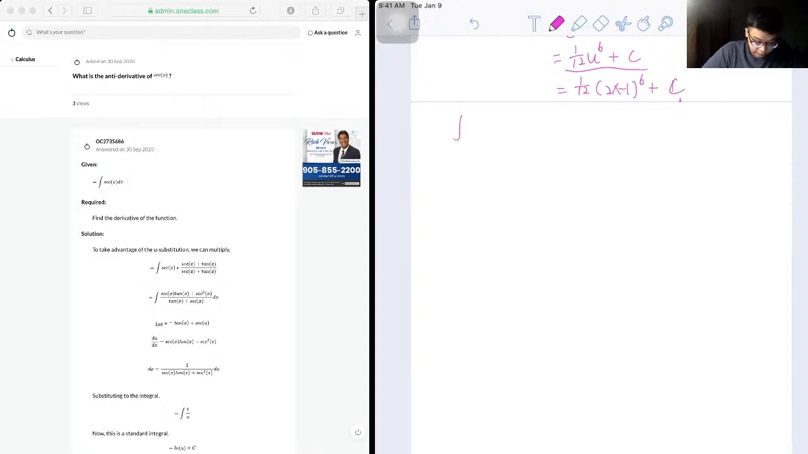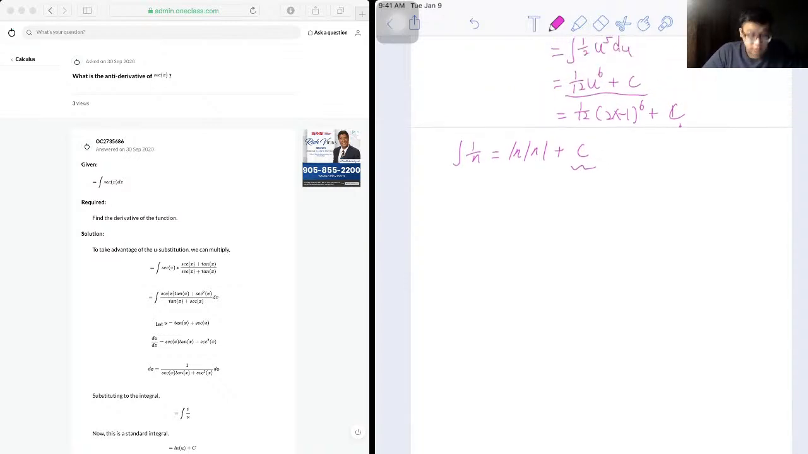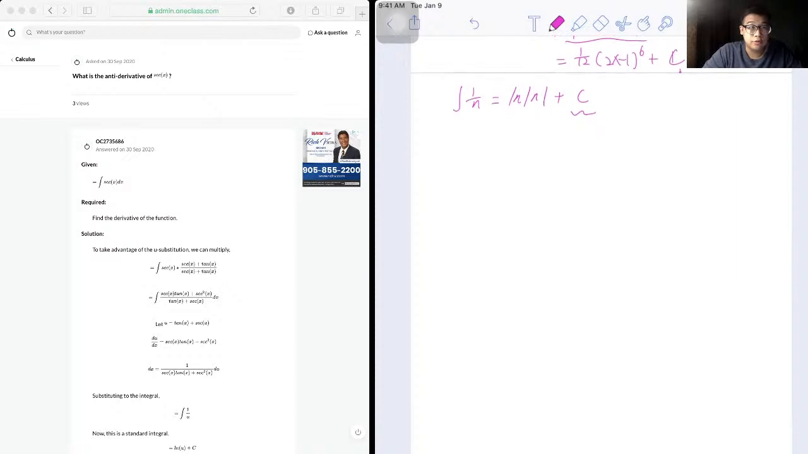So after introducing integration by substitution, I would also like to share the rule for solving the integral of 1 over n. This is always equal to ln of the absolute value of n plus c. Always remember to take the absolute value and do not forget the c, which is a constant. Right, so now let's move to this question.